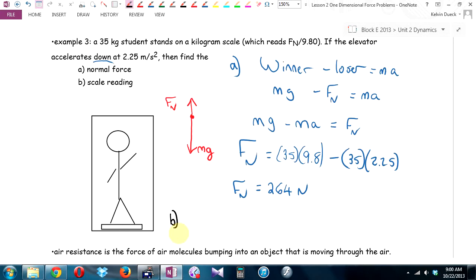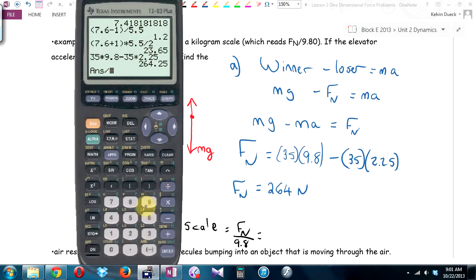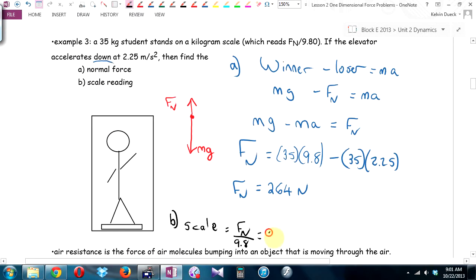Okay, now they want us to go to kilograms. How do I go to kilograms? Take the normal force, Neve, and divide it by? Oh, we can do that. Scale is going to be normal force divided by 9.8. So the scale is going to read 27 kilograms. Is that their actual mass? No. What's their actual mass?